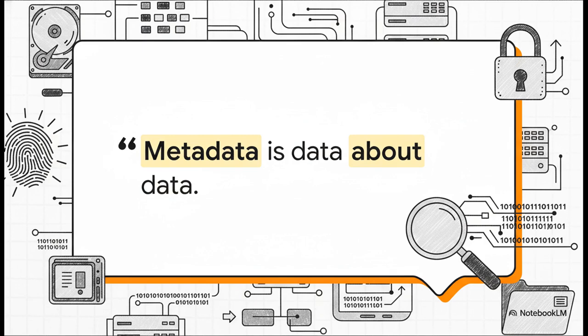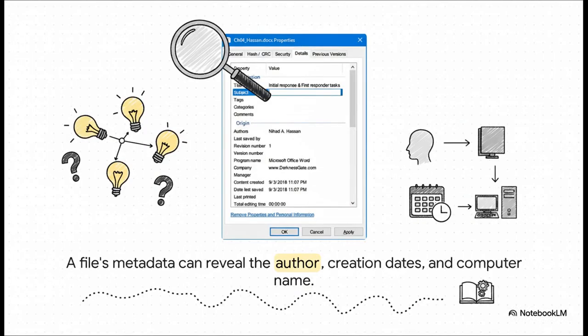But a file signature, that's just the beginning. There's a whole other layer of hidden clues called metadata. And metadata is, quite literally, data about the data. Just think of it like the file's life story. By looking at the properties of this Word document, an investigator can find clues like who created it, what company they work for, the exact name of the computer it was made on, and even the precise creation and modification dates. It's an absolute goldmine of information.